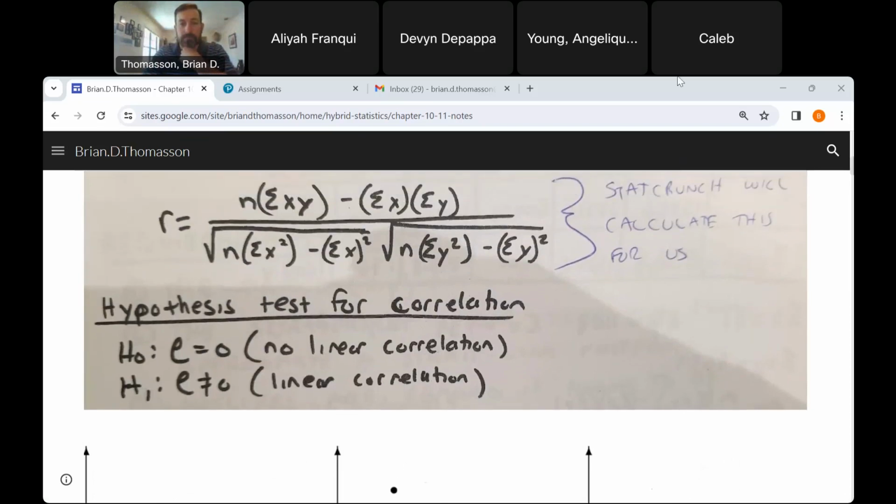So our hypothesis here is we have H0. This is a new Greek letter. This letter is rho. So our H0, our null hypothesis, is rho is equal to 0. That's just our population correlation is equal to 0, meaning there's no linear correlation. So we assume no linear correlation unless we can prove otherwise. If we can find an R value that's close enough to positive or -1, that means there is linear correlation. Okay, so we reject H0 and show that there is linear correlation.